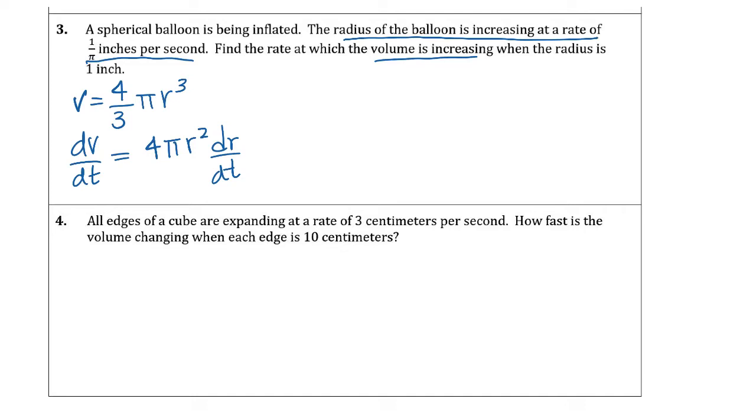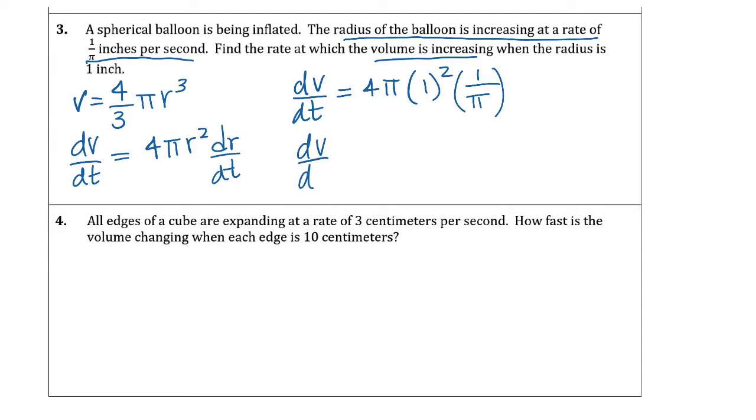Now we're looking for the change in the volume, so we know dV/dt equals, and we have 4 pi. We need to know what the radius is, and it says 1 inch. So we're going to have 1 squared times the rate of change of the radius, which was 1/pi inches per second. So our dV/dt, the rate of change of the volume, looks like it's going to end up being 4. And if you go back and check your units, it should be inches cubed per second.